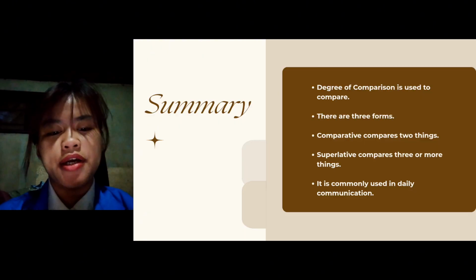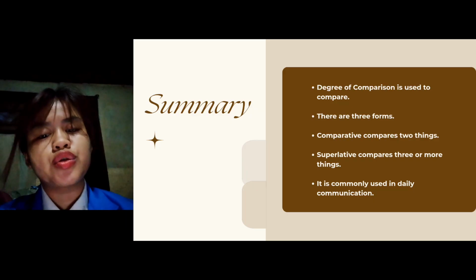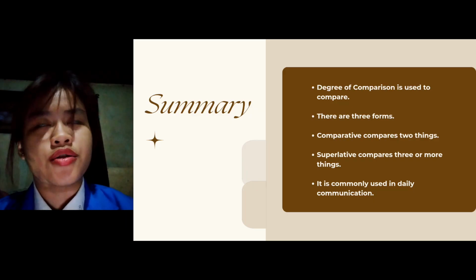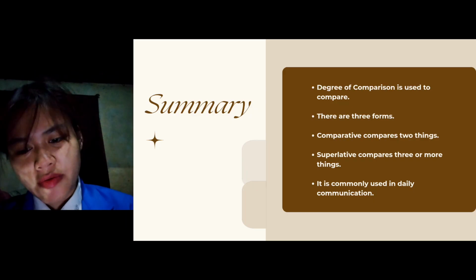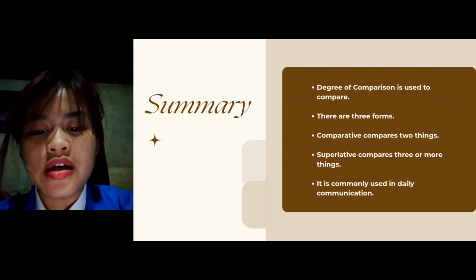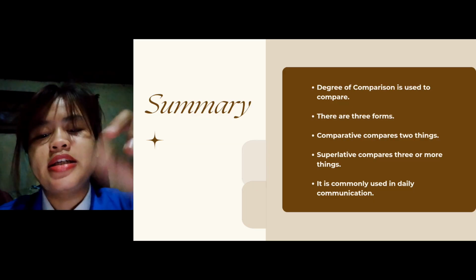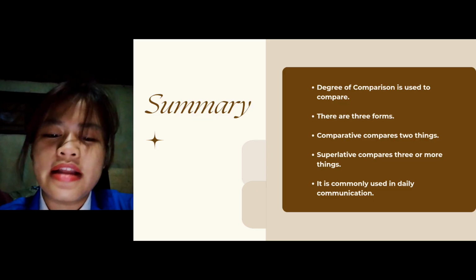And then we have the summary. Degree of comparison is used to compare. There are three forms. Positive describes one thing, comparative compares two things, and superlative compares three or more things. It is commonly used in daily communication.